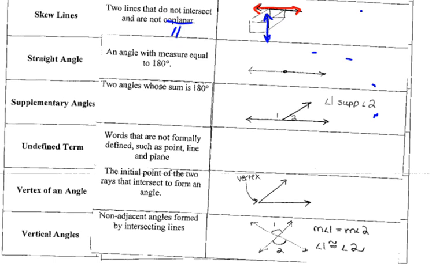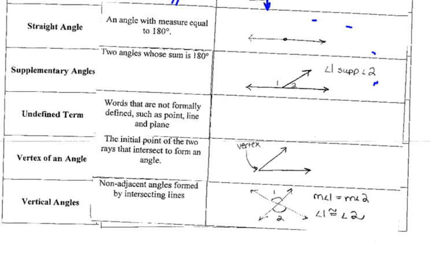A straight angle is exactly what it sounds like, looks like a straight line, has a degree measure equal to 180 degrees. Supplementary angles, you should remember from middle school. I've seen kids do this with the supplementary and make the 180 out of it. Any 2 angles whose measure together is 180 degrees. An undefined term is a word that we want to talk about, but we can't really formally define. We can't really give a good definition to it. Words like points, lines, and planes.